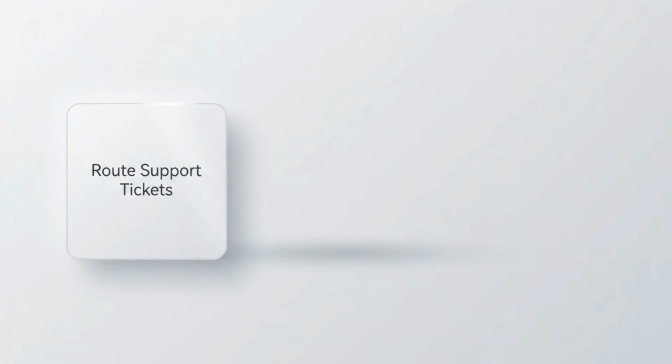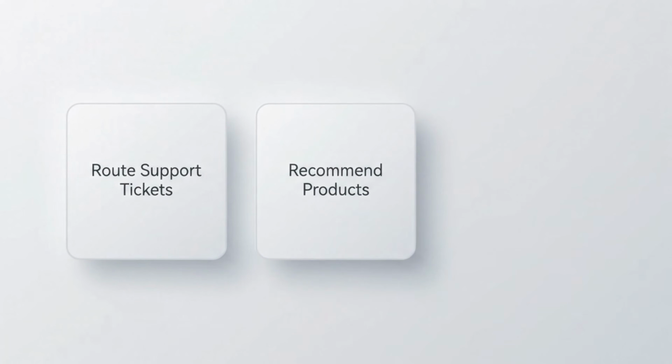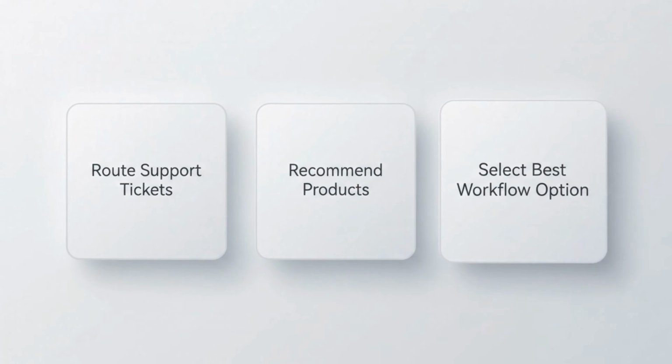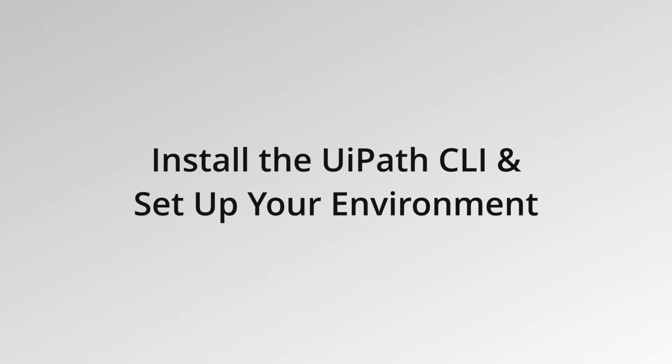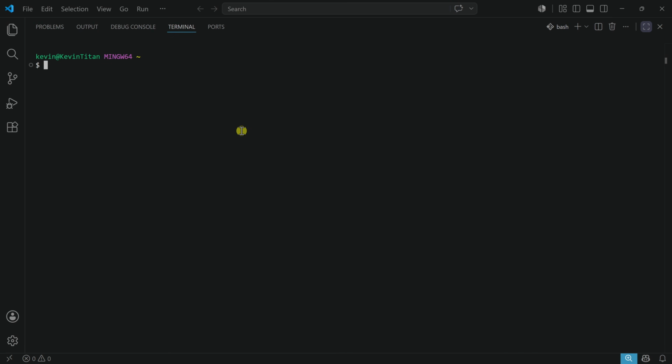That's a simple example, but the same pattern could apply to many real-world scenarios, like let's say routing support tickets, recommending products, or selecting the best option in a workflow. All right, let's go ahead and build this step by step, starting with the command line. First, we need to install the UiPath CLI, or command line interface, which is what we'll use to build and manage our agent from the command line.